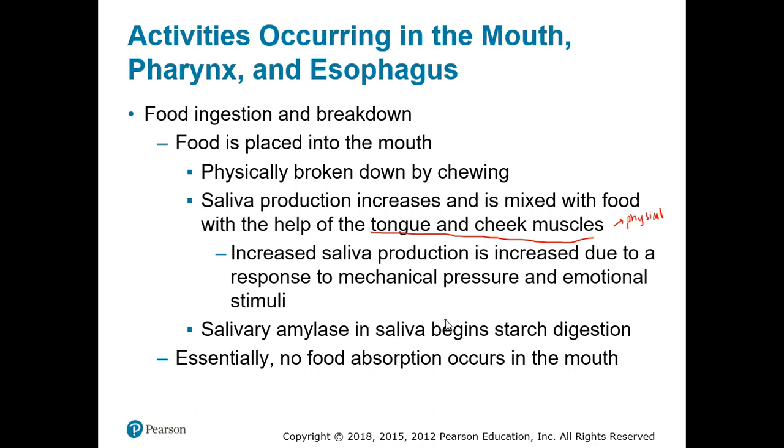There's also emotional stimuli. So if you smell something very yummy in the kitchen, or if you're just daydreaming and thinking about a nice warm cherry pie ready for you to eat, that's also going to increase saliva production as well. Again, we did talk about this. Saliva tends to have something called salivary amylase, which begins starch digestion. And one thing to note is that in terms of function, no food absorption is going to occur in the mouth.